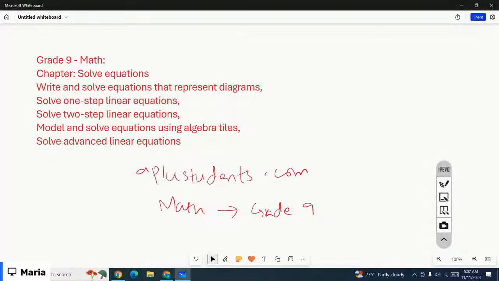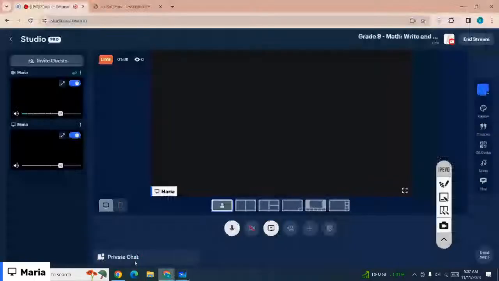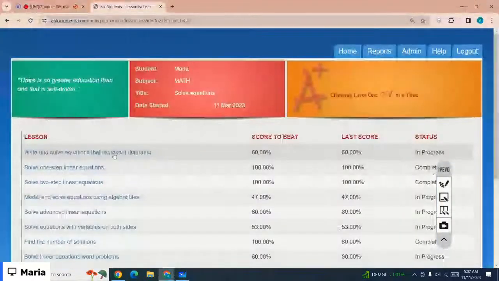We're going to start with the chapter Solve Equations, and the lessons we're going to cover today are: write and solve equations that represent diagrams, solve one-step linear equations, solve two-step linear equations, model and solve equations using algebra tiles, and solve advanced linear equations. So let's start with the lesson. The first one is write and solve equations that represent diagrams.